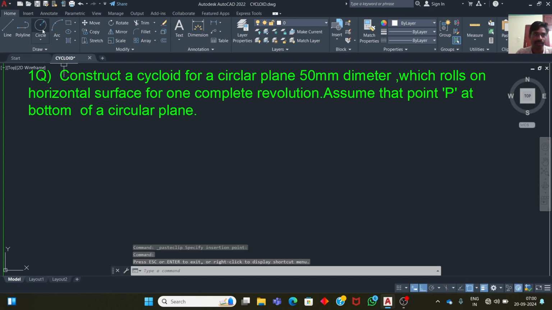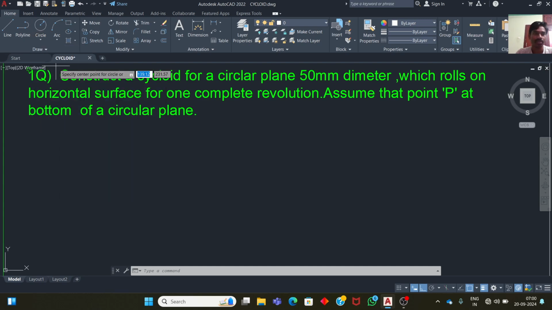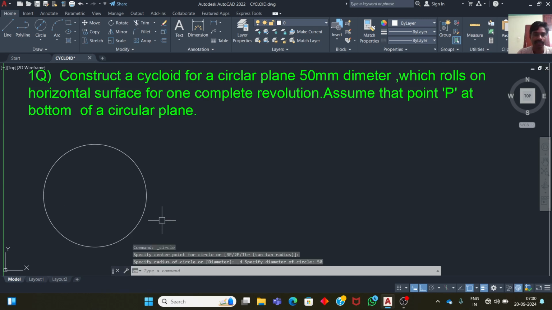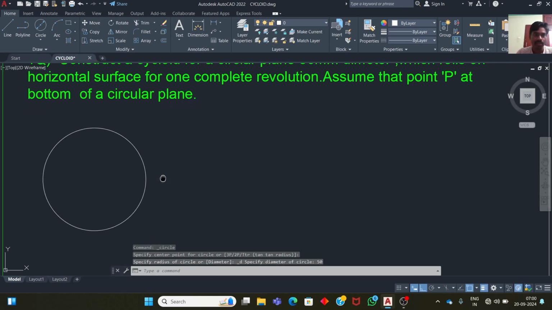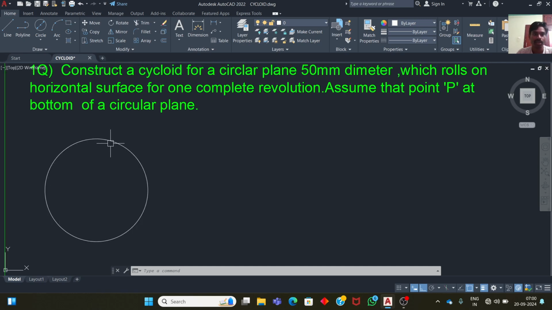So let us start with the circle command. The diameter is given in our question. Take the center diameter option and draw one circle. Then enter diameter 50. Next, this circle we need to divide into n number of equal parts. The n number of equal parts may be 8 or 6 or 12. That is your choice. So I am going to divide this circle into 8 equal parts.